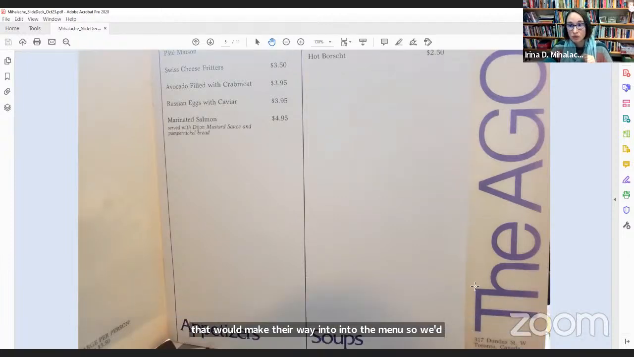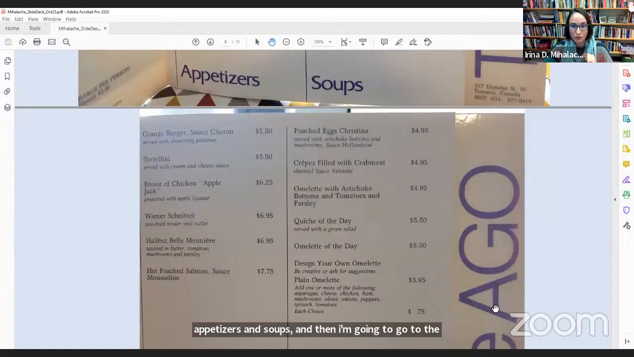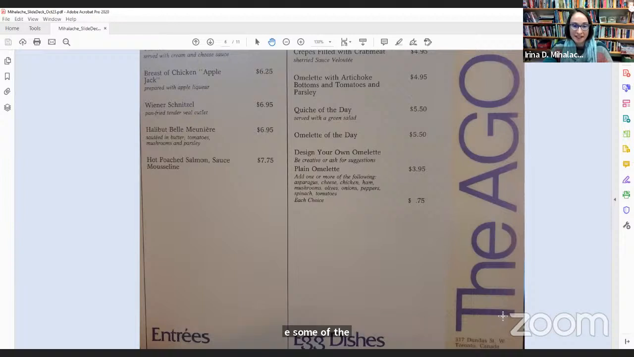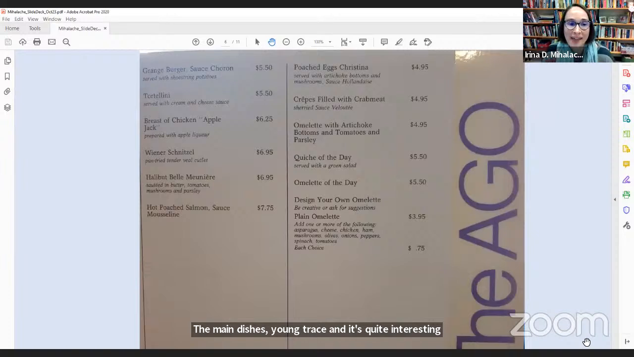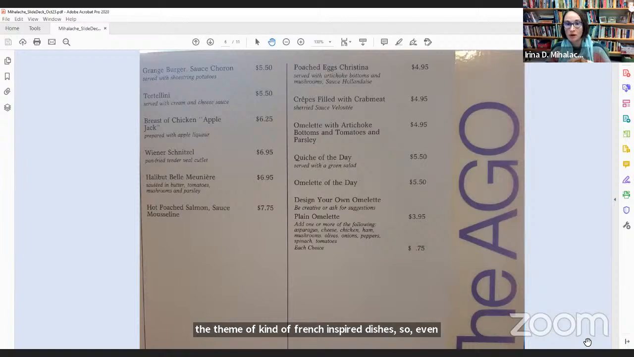So it has appetizers and soups, and then I'm going to go to the next screen to allow you to see some of the main dishes, the entrees. And it's quite interesting that there's an entire page here that's dedicated to egg dishes. But when I look at this menu, and I'm curious to see what other people are thinking, I'm seeing the theme of French-inspired dishes. So even in dishes that maybe are a little bit more North American or Canadian, there's a very interesting French twist.